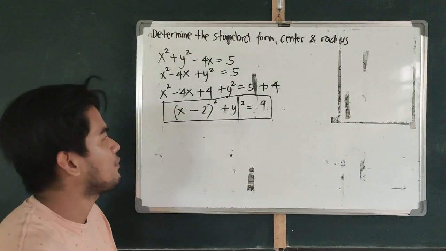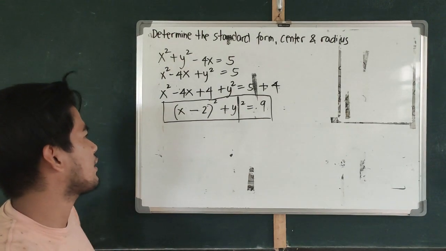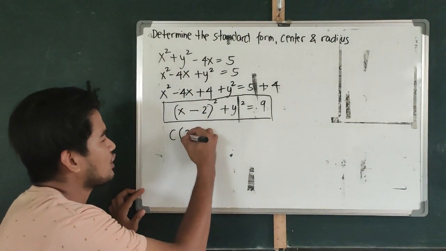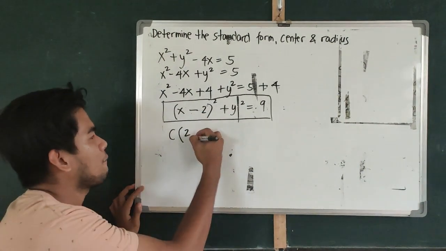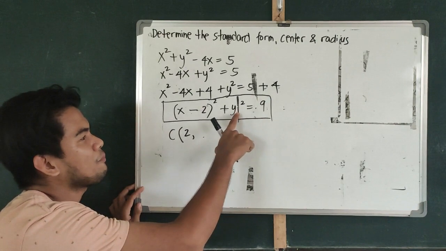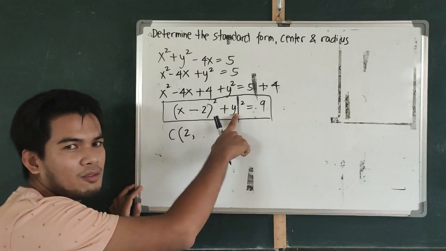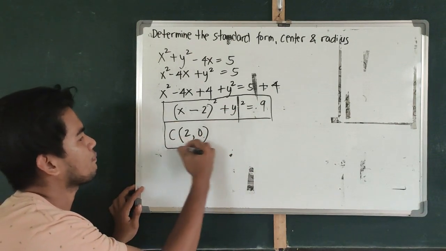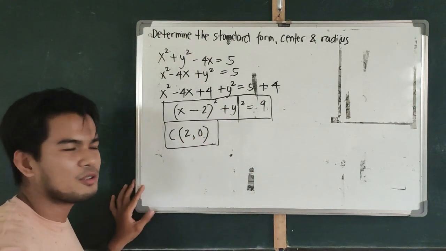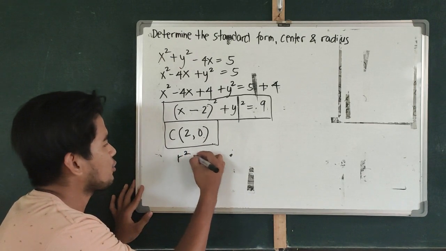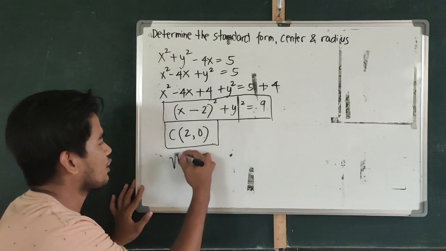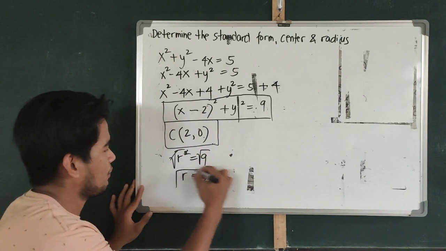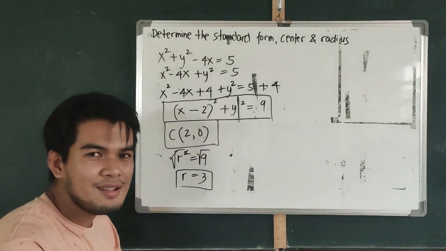Okay? And then the center, how can we find the center? Of course, alam natin, this is 2. H is equivalent to 2. And then, since wala siyang kasama, automatic na ang value ni k ay 0. Okay? Then, our radius will be, r squared is equal to 9. We extract square roots. We have r is equal to 3. Okay?